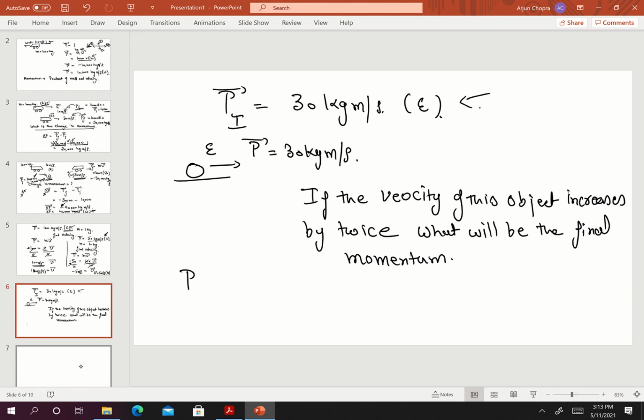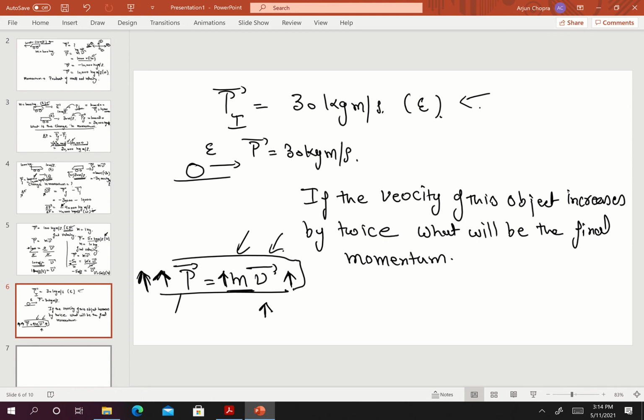So the momentum formula which we've done is equal to mass times velocity. This formula tells me a couple of things: if I increase the mass value, then the momentum will also increase by the same proportion. If I increase the velocity value, still the momentum value will increase. From the looks of this formula, either I increase the mass or the velocity, the momentum will equally increase in the same proportion.